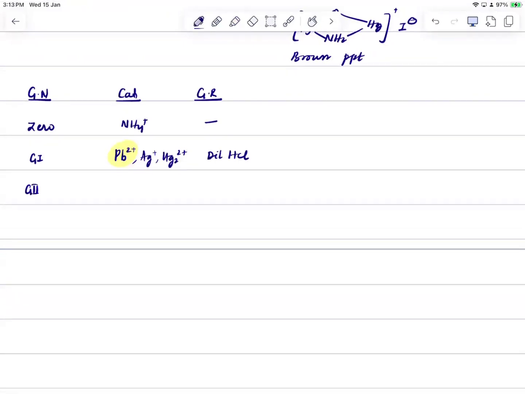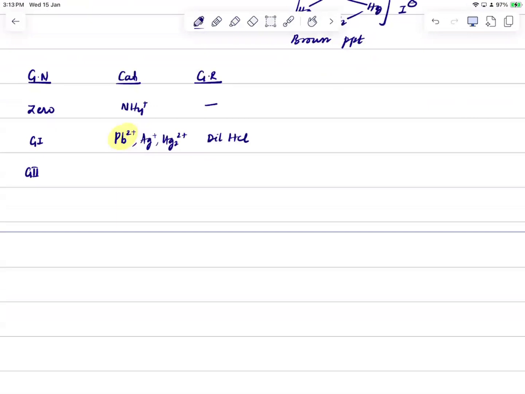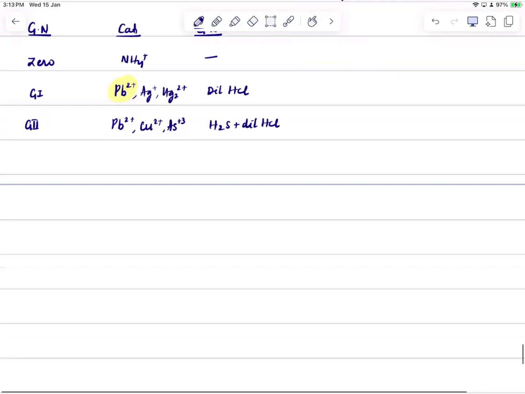Group 2. In group 2 we have a lot of cations, but here Pb2+ is again used, along with copper 2+ and As3+. There are many more, but these are the ones you will be using in NCERT. The reagent is H2S plus dilute HCl. Next, group 3, analyze only Al3+ and Fe3+, and the reagent is NH4OH plus NH4Cl. Got it?